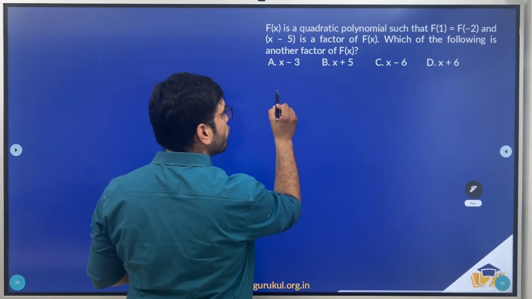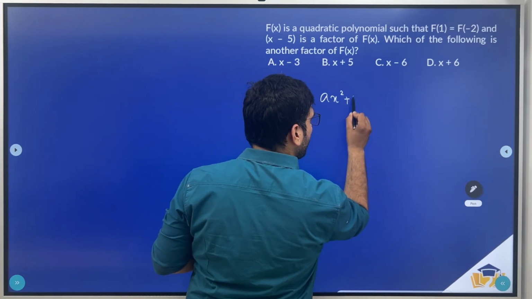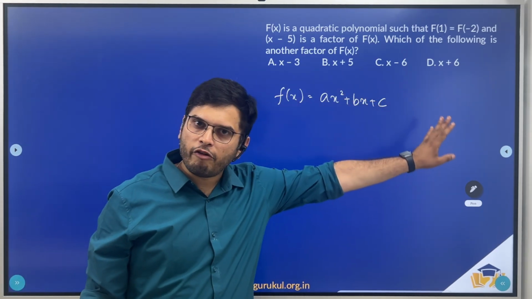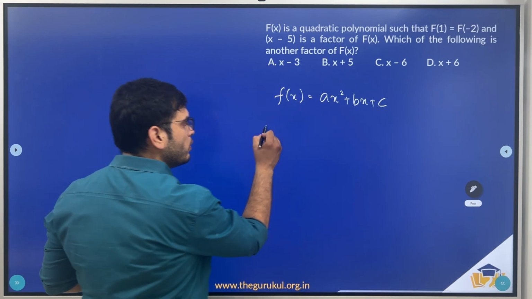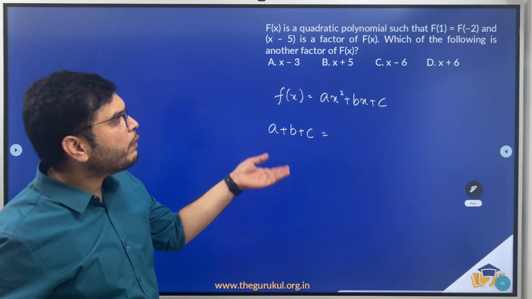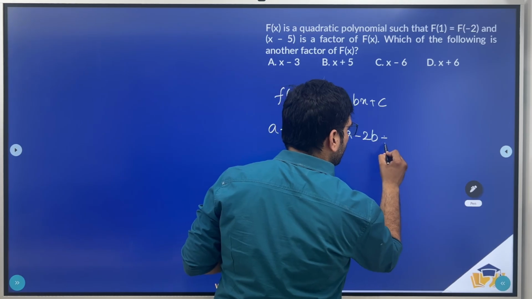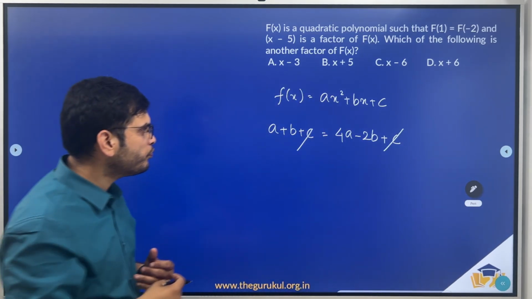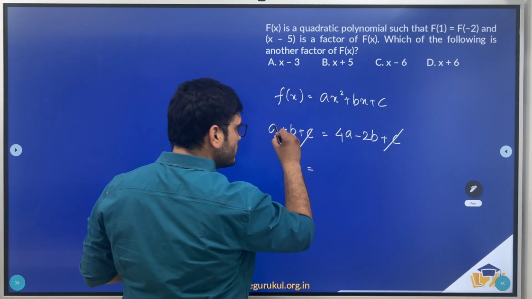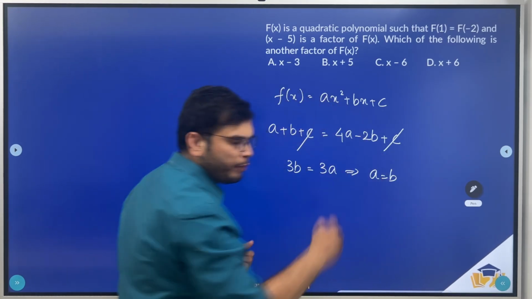Now given that f of x is a quadratic polynomial, I can say f of x will be in the form of ax square plus bx plus c. And we are given f of 1 is equal to f of minus 2. So let me substitute the value of x as 1. So this becomes a plus b plus c should be equal to, now let me replace x with minus 2, 4a minus 2b plus c. Now I can cancel these two, right? Now bringing minus 2b to left hand side, we'll be having 3b is equal to 4a minus a, 3a, which gives us a is equal to b.